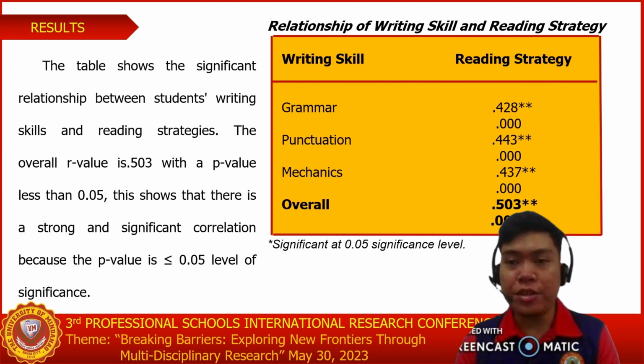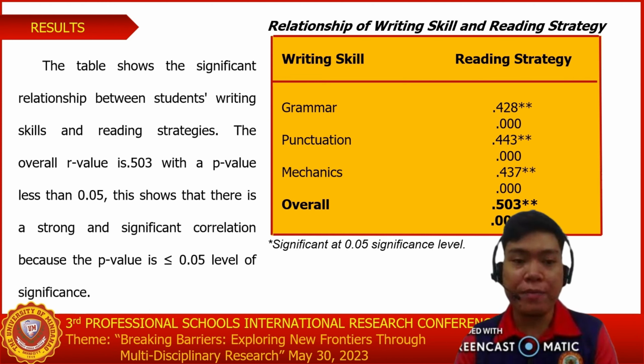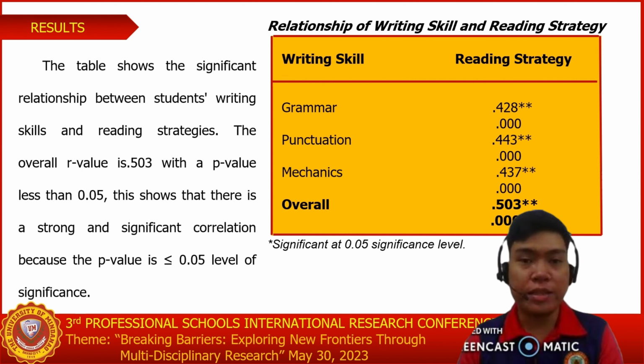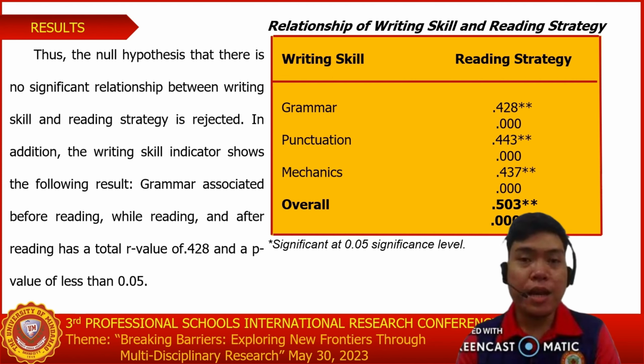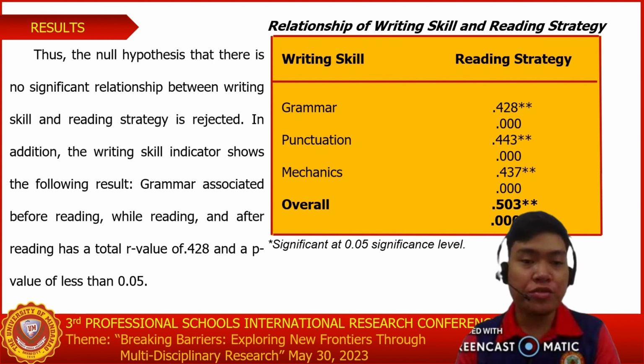Relationship of writing skill and reading strategy. The table shows the significant relationship between students' writing skills and reading strategies. The overall R value is 0.503 with a P value less than 0.05. This shows that there is a strong and significant correlation because the P value is lower or equal to the 0.05 level of significance. Thus, the null hypothesis that there is no significant relationship between writing skill and reading strategy is rejected. In addition, the writing skill indicator shows the following result.